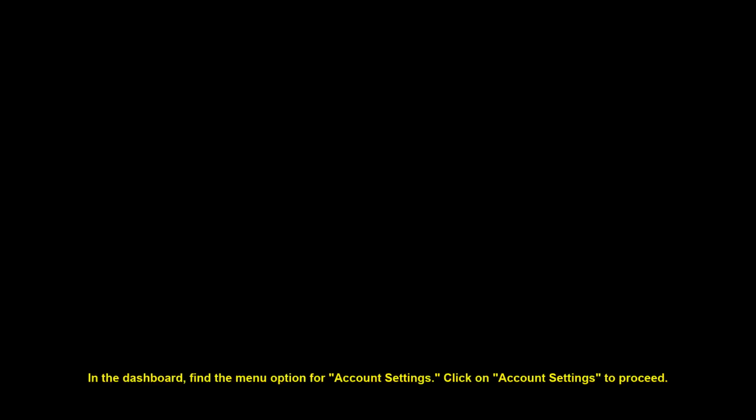In the dashboard, find the menu option for Account Settings. Click on Account Settings to proceed. Next, look for the section labeled Affiliate Access. Within this section, you will find the option to authorize access. Select the Authorize Access button.